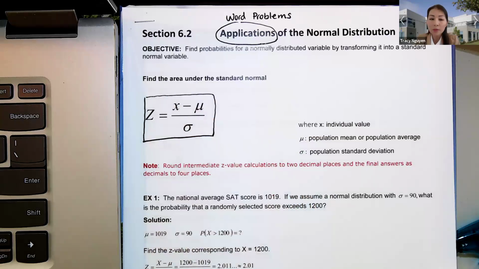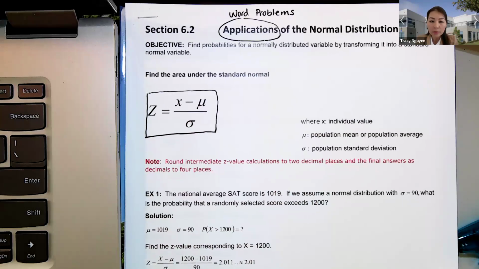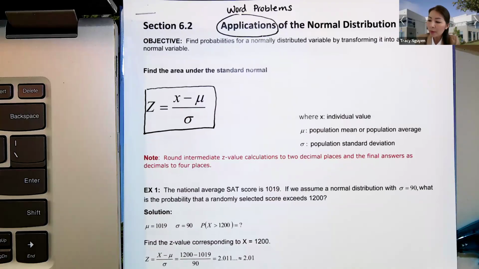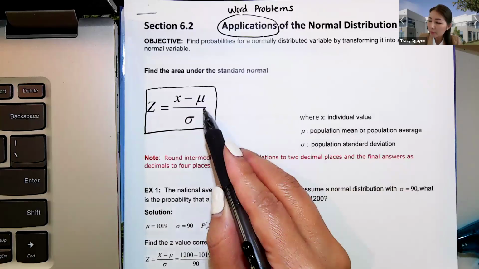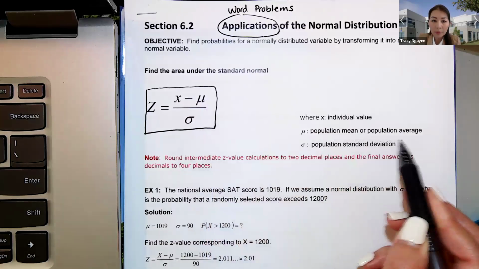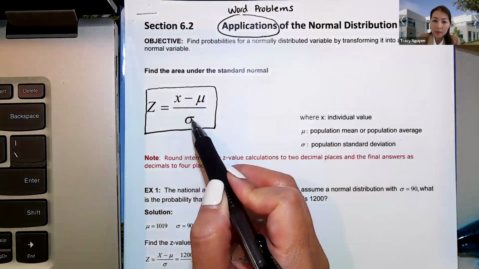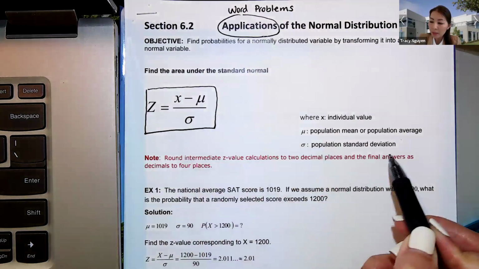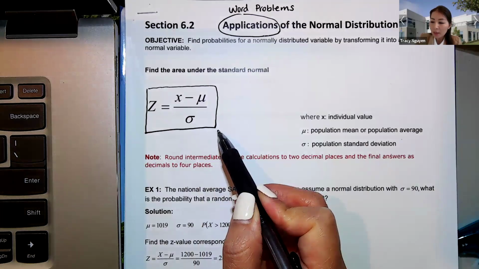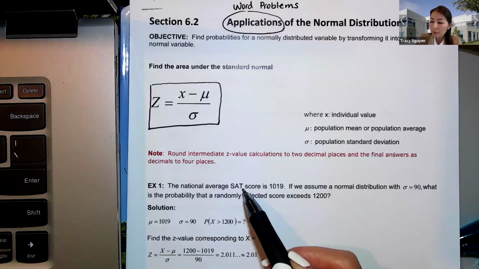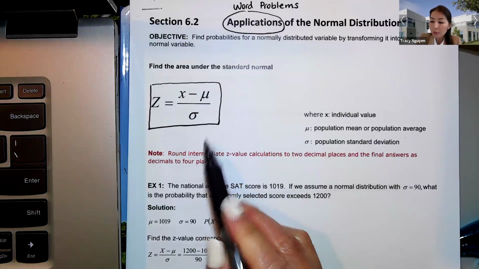So z equals x minus mu divided by sigma, where x represents the individual value, mu is the population mean or population average, and sigma is the population standard deviation. When we do our computation for z, we're going to round our computation to z to 2 decimal places.